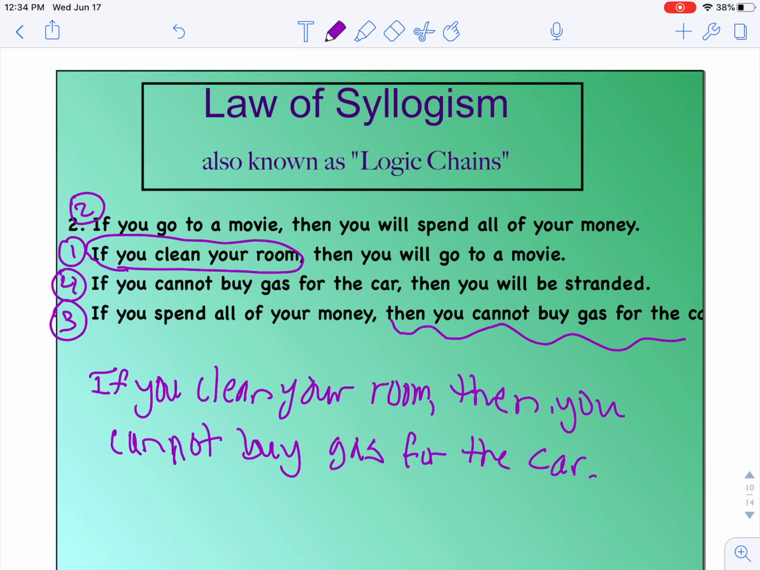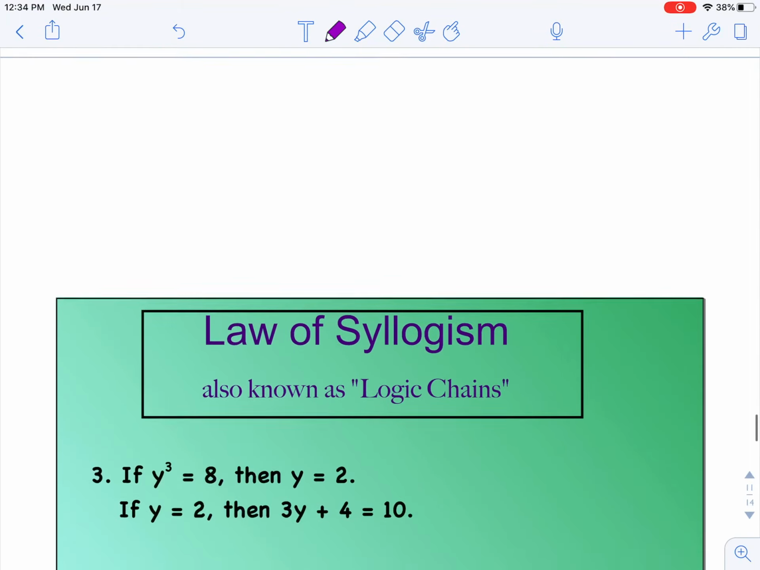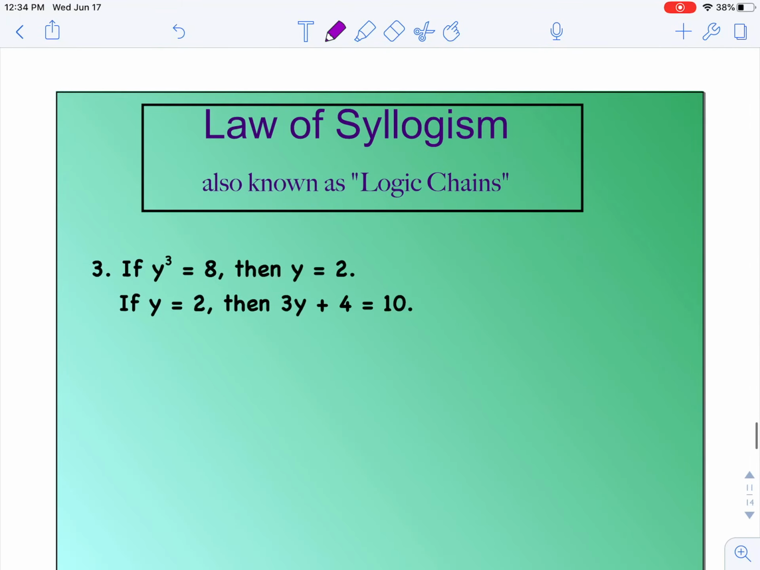And that doesn't really make sense. If you clean your room, then you can't buy gas for the car? Doesn't make any sense at all. But that's what happens in logic chains. A lot of times they just don't really make sense. Now, you can also have logic chains that aren't just words. You can have mathematical logic chains. And again, you need to put these in order.